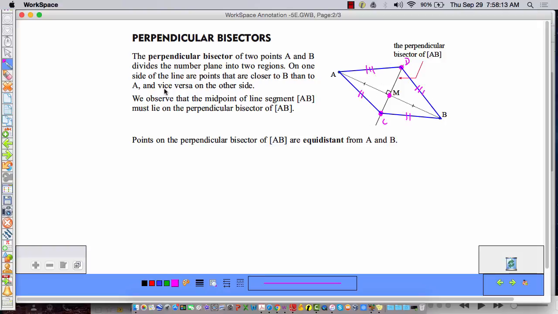I could have another point, closer here. If I call that point E, A to E is the same as E to B, but A to E does not equal A to C. The main thing is they're equidistant, the same distance from the endpoints.